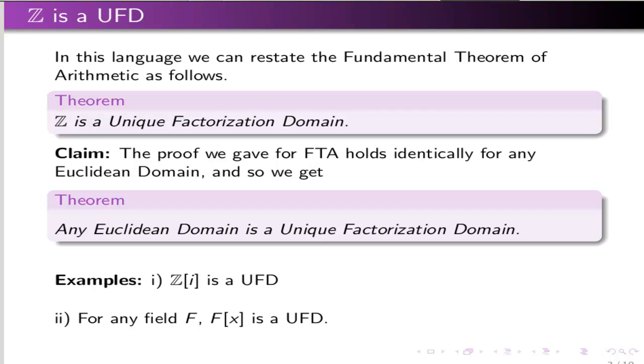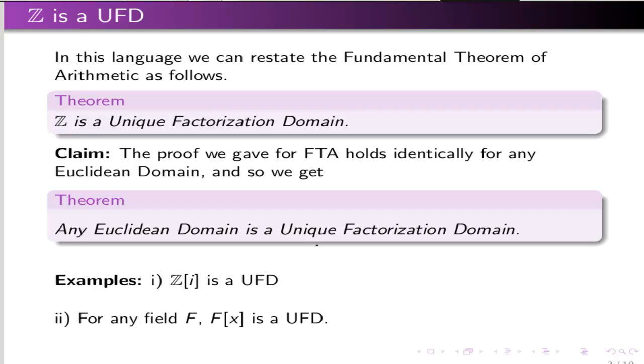Okay, so in this language, the set of integers is a unique factorization domain. That is simply the fundamental theorem of arithmetic. And we claim that the proof we gave for the set of integers works identically for any Euclidean domain. And so we're able to prove the following theorem. Any Euclidean domain is in fact a unique factorization domain.